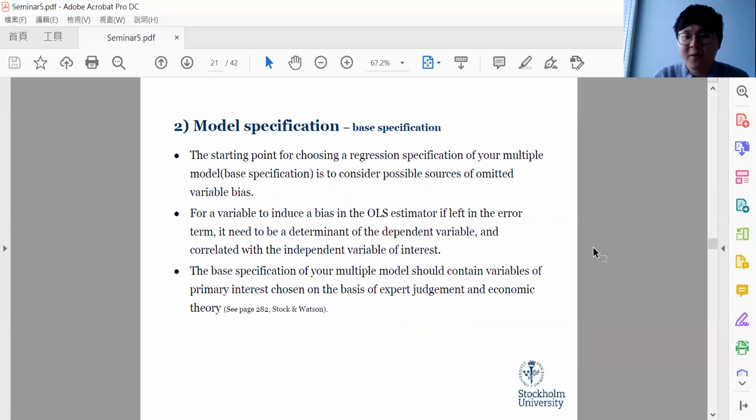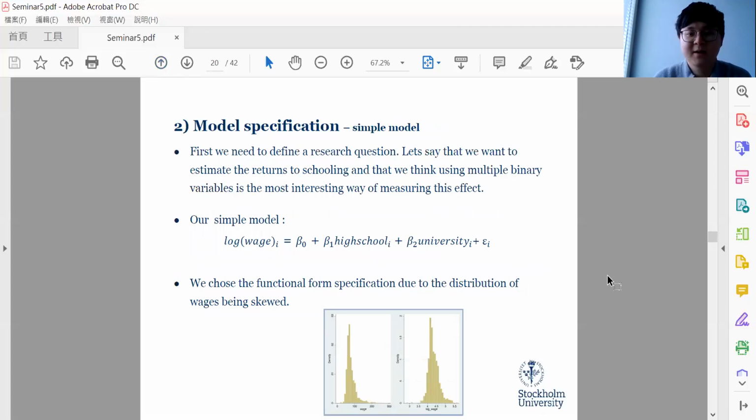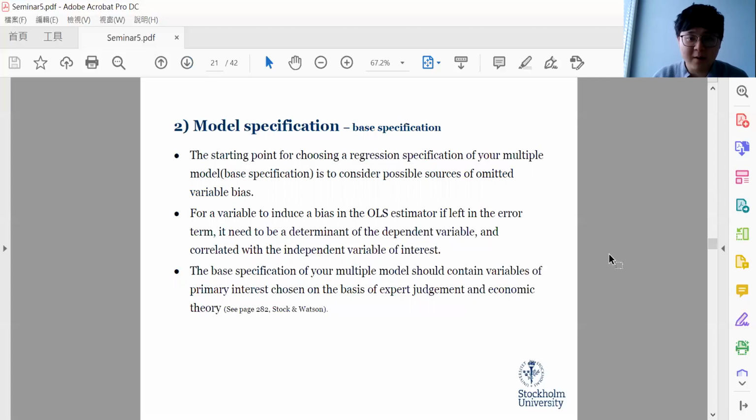Yeah. So the starting point of choosing the regression specification of your multiple regression model is to consider possible sources of omitted variable bias, because if we scroll back, it's quite evident that there must be omitted variables between wage and schooling. So this is for sure. This is called a simple model. And then you need to put your base specification, which your interpretation and your results are based on.